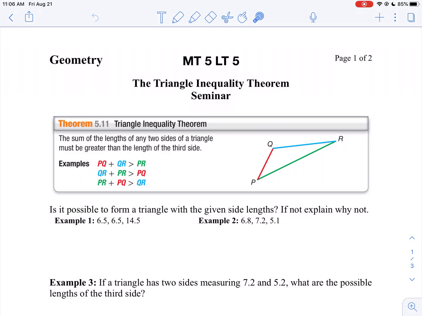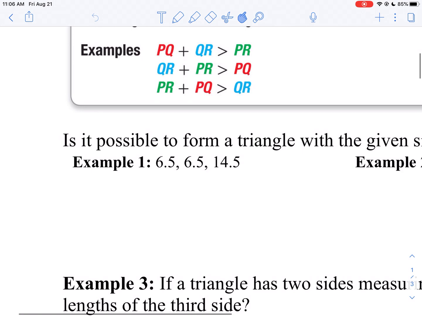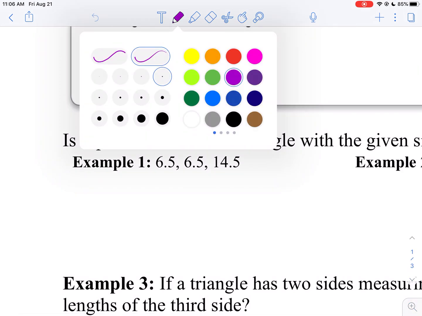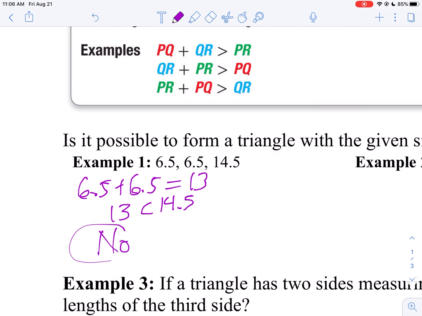Now let's take a look at example 1 here. On example 1, we've got lengths of 6.5, 6.5, and 14.5. So I always like to add the two smallest. So we're going to go, what's 6.5 plus 6.5? Well, that's 13, isn't it? 13 is less than 14.5. No matter what I do, I will not get a triangle out of these three lengths. So the answer is a big fat no.